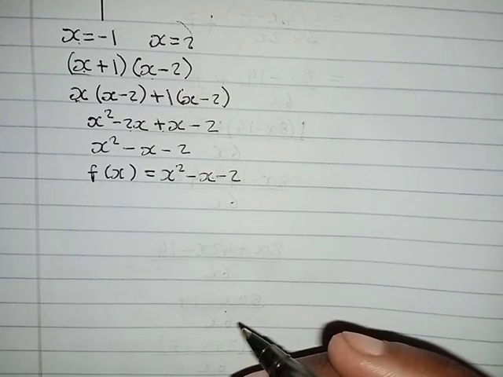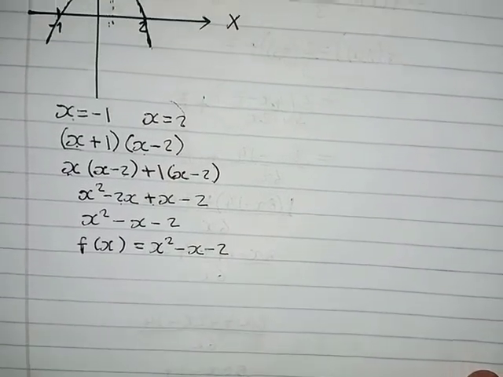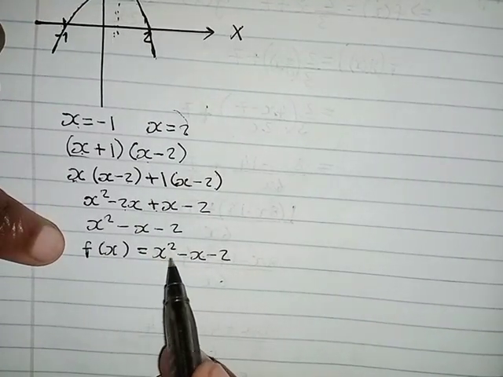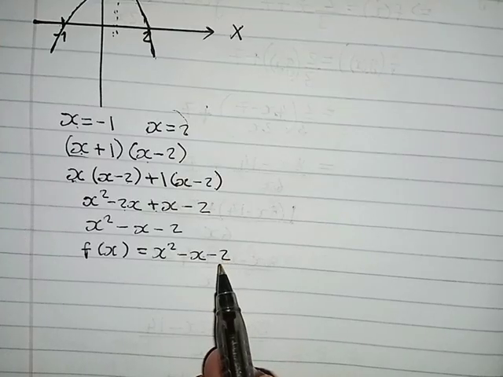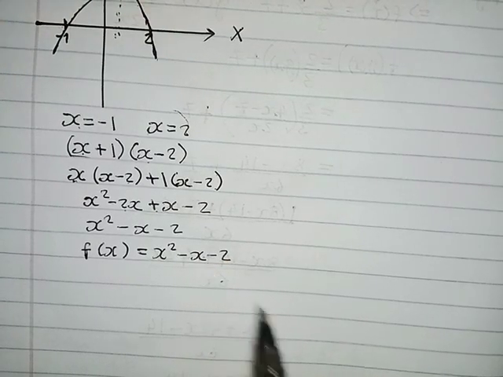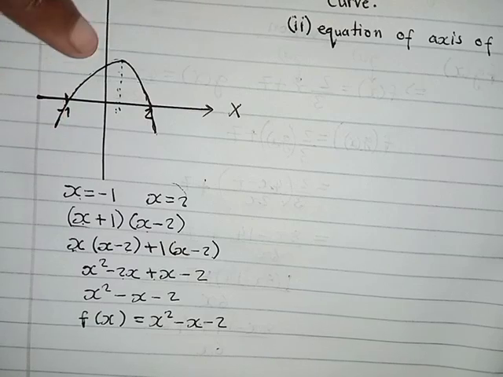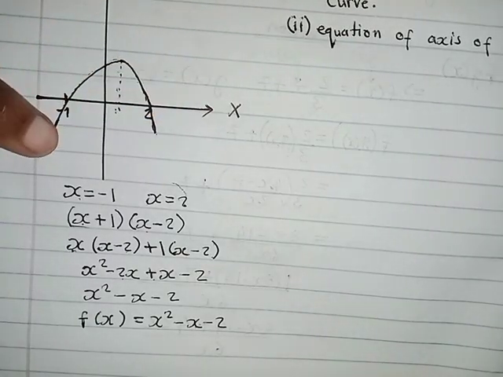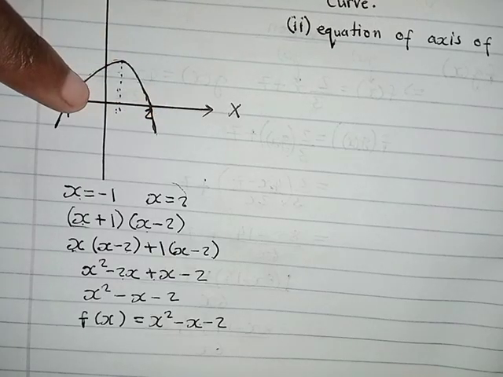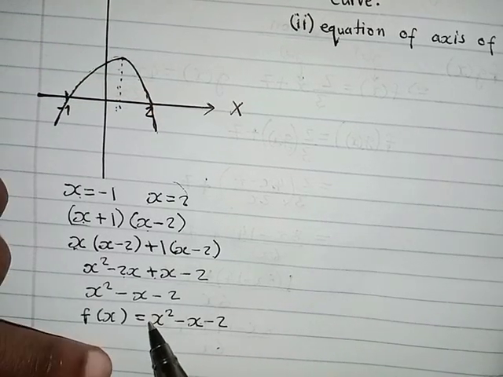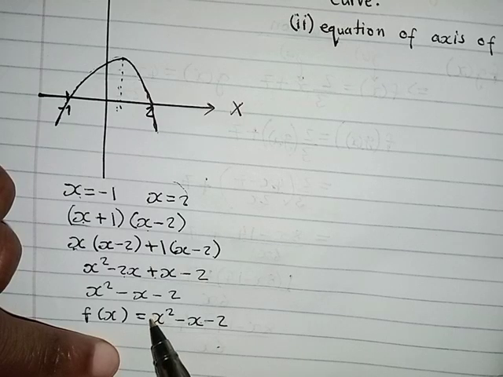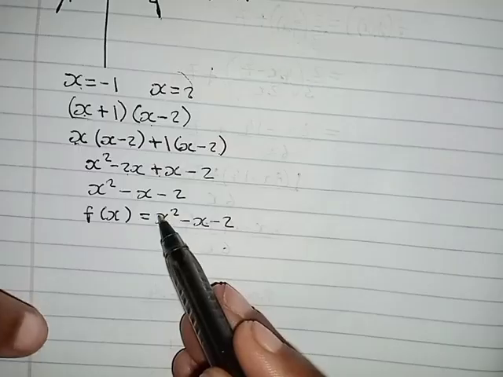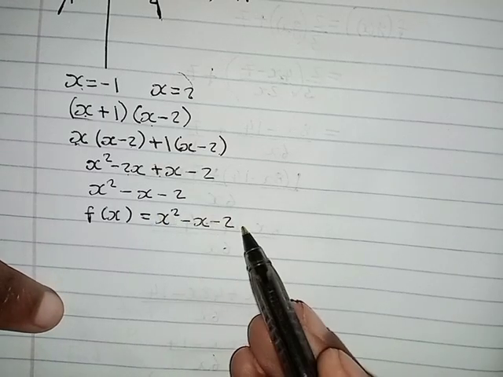So we have responded to question number 1. So the function which represents this curve should be f of x is equal to x squared minus x minus 2. But we have to look at the nature of the curve. If you look at this curve here, it's upwards. It is giving a maximum value. When your curve is giving a maximum value like this, the value in front of the x squared must be negative.